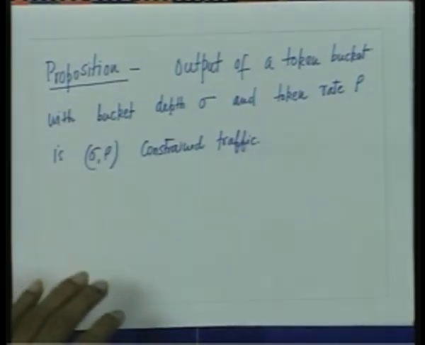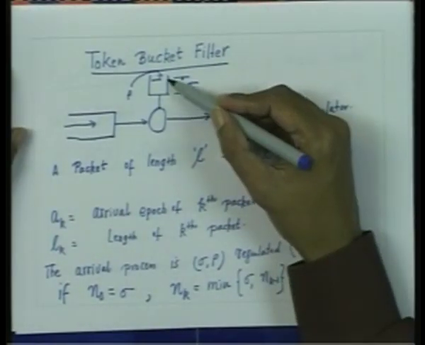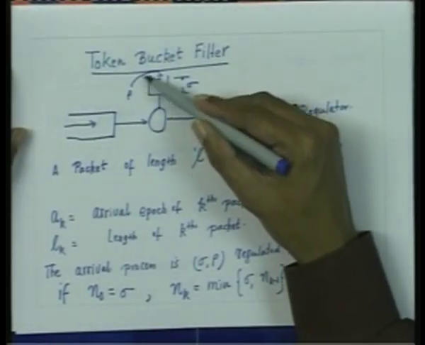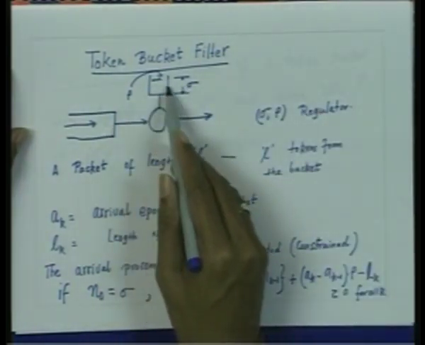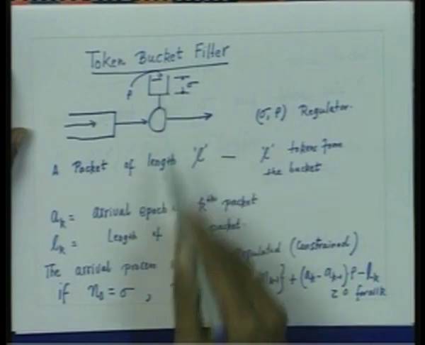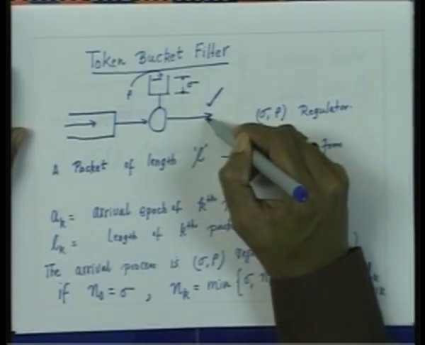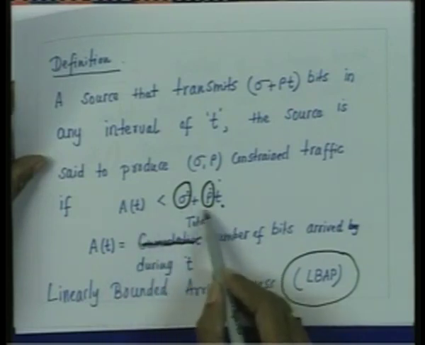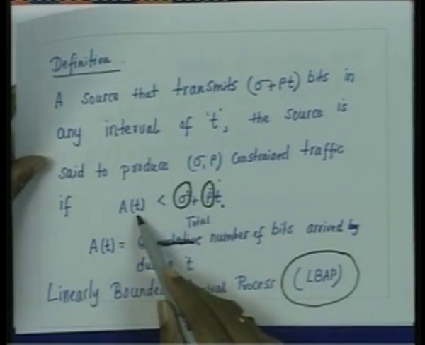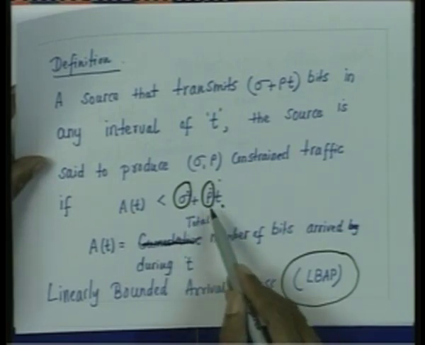So what we are saying here is a token bucket where our bucket depth is sigma and the token rate is rho. Whenever a packet comes, it takes away the number of tokens equal to the length of the packet. We are saying that the output of this traffic is given by this expression, where the number of bits will be bounded by sigma plus rho t.